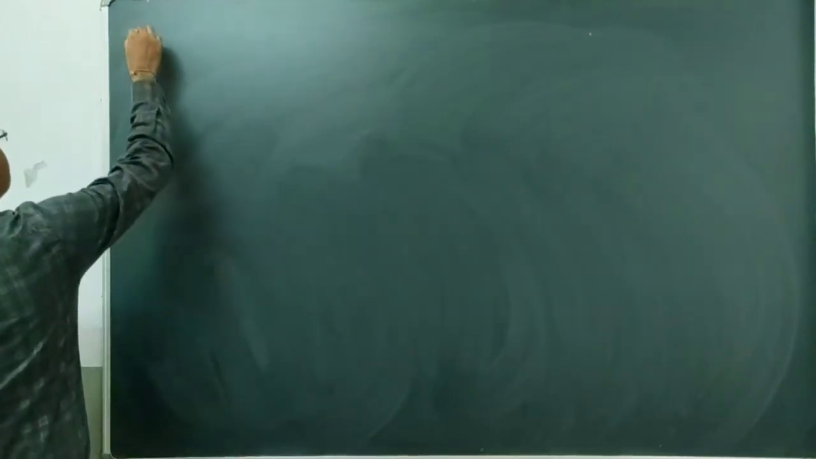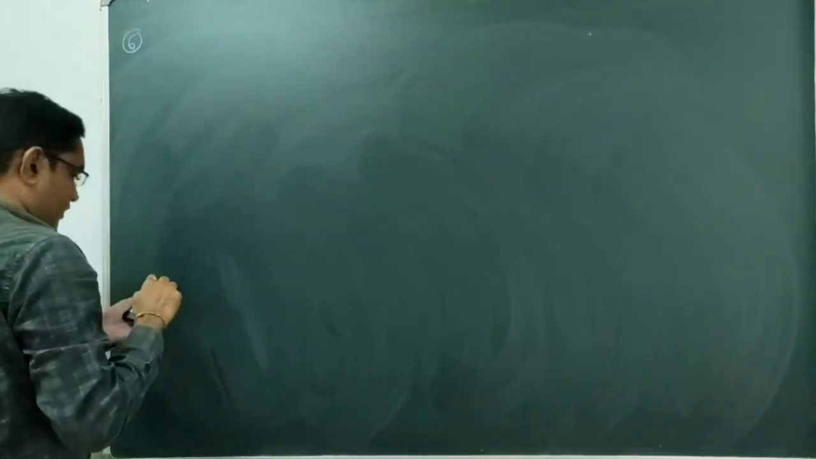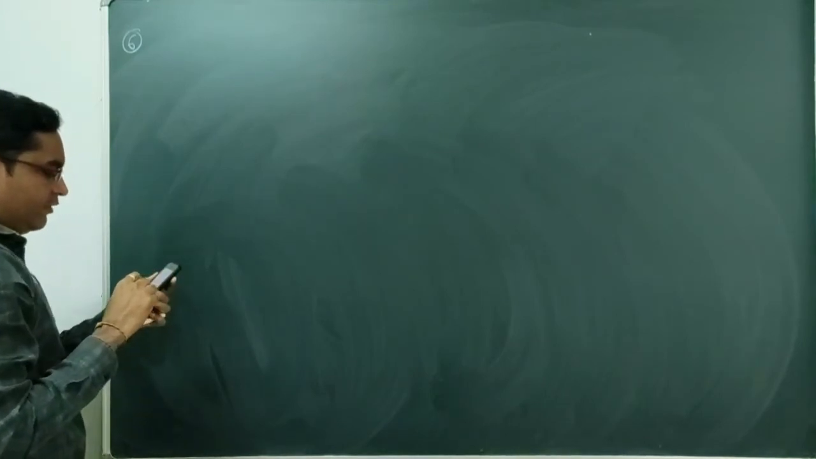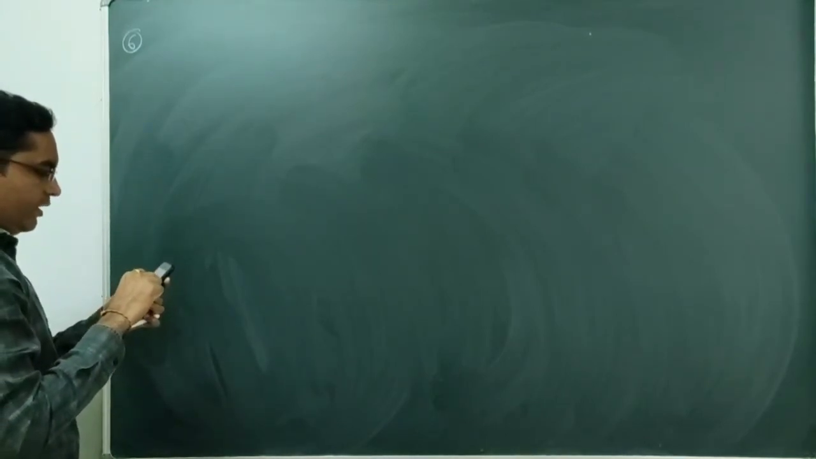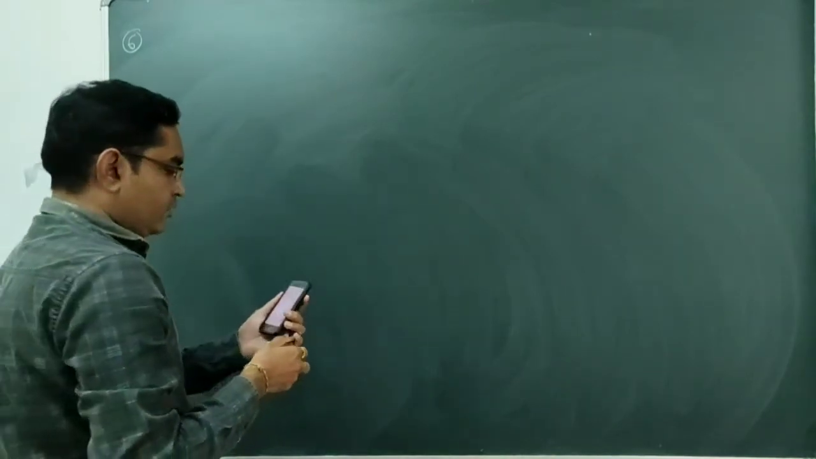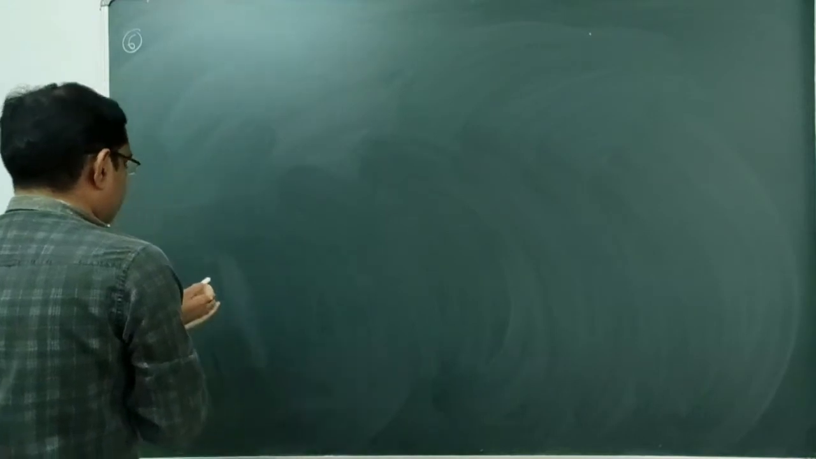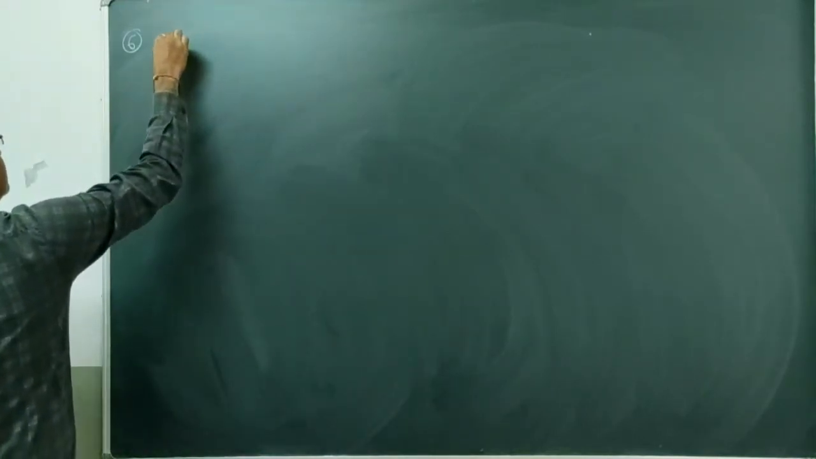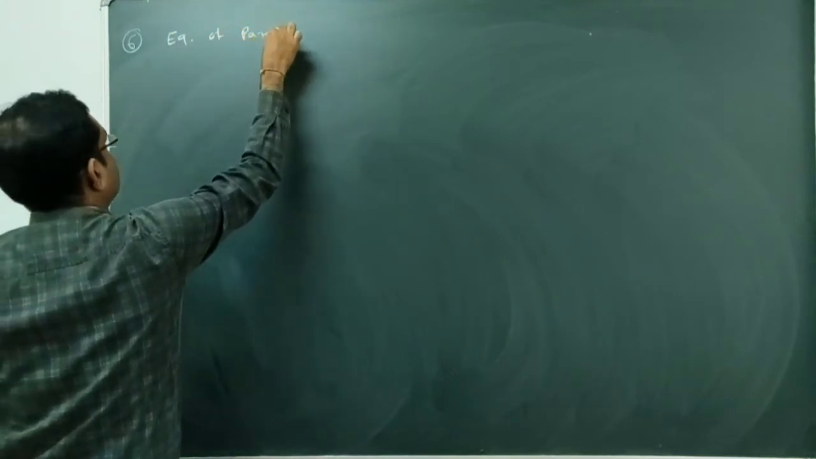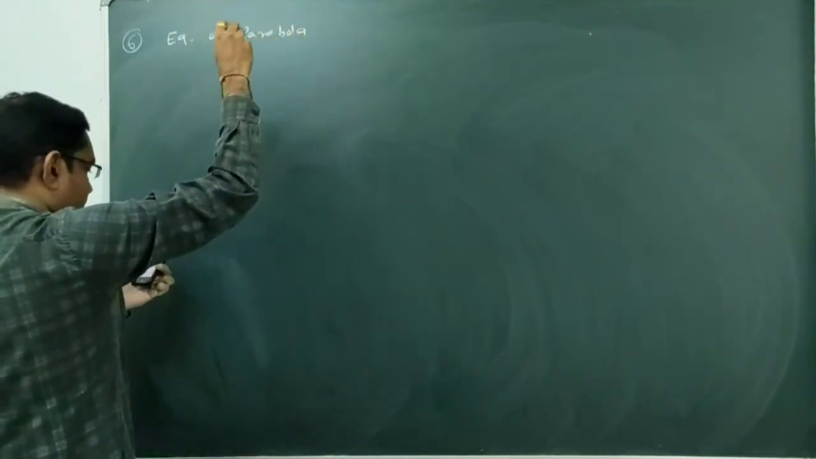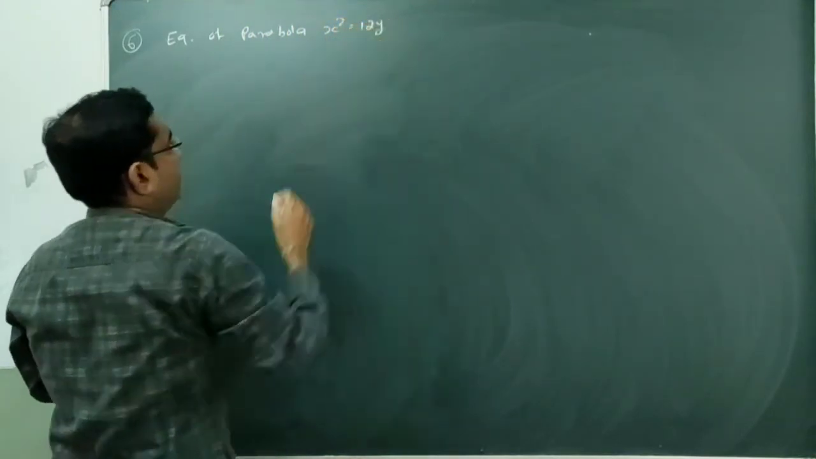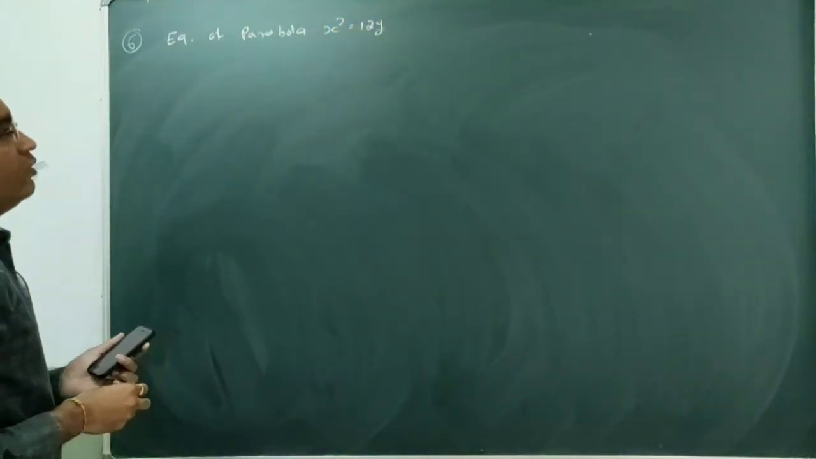Now question number 6. Here, find the area of the triangle formed by the lines joining the vertex of the parabola x square equal to 12y to the ends of its latus rectum. So here we have to find the area of the triangle. One parabola is given. So what is the equation of the parabola? It's x square equal to 12y.